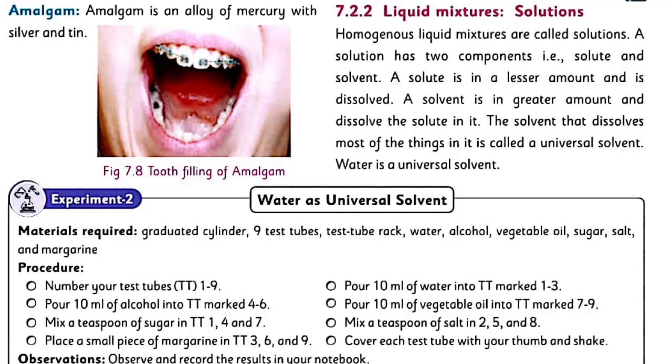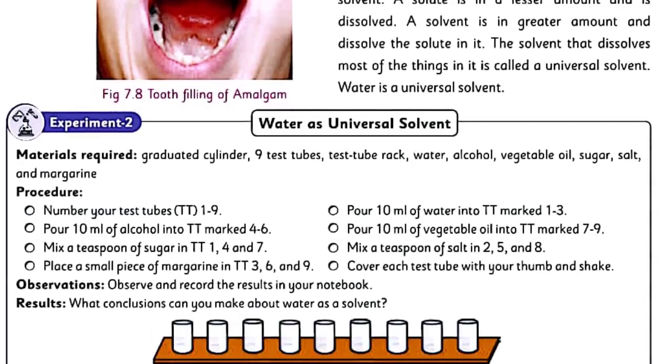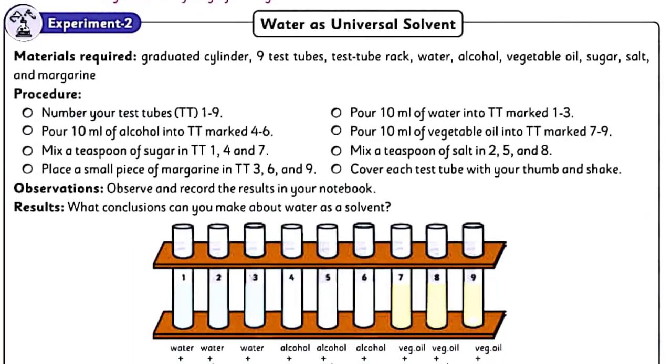The solvent that dissolves most of the things in it is called a universal solvent. Water is a universal solvent. Experiment 2. Water as universal solvent. Materials required: graduated cylinder, 9 test tubes, test tube rack, water, alcohol, vegetable oil, sugar, salt, and margarine.